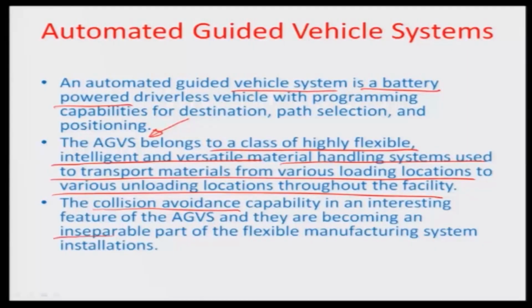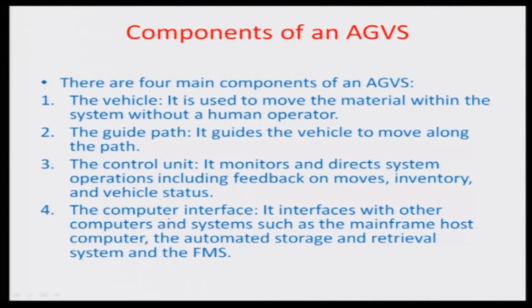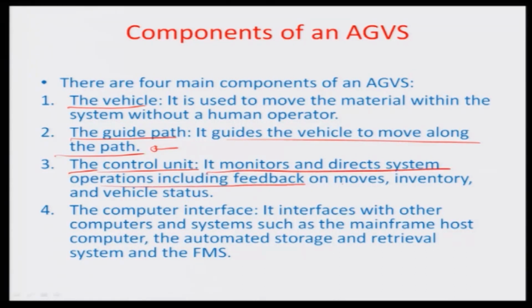So, obviously these automated guided vehicles are becoming a very important and inseparable part of flexible manufacturing system installations these days. So, what are the main components of an AGV? Obviously the first is the vehicle itself. It is used to move material within the system without human operators or human involvement. You have the guide path, which guides the vehicle to move along the path which is desirable for it to take. You have to have an onboard control, some kind of controller unit which monitors and directs system operations, including feedback on moves, inventory and vehicle status, and so on and so forth.